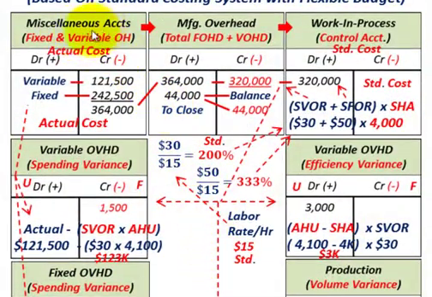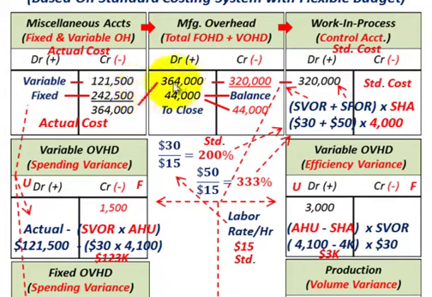Okay, so now let's do our calculations. We start with our miscellaneous accounts, where we've accumulated our fixed and variable overheads at their actual cost. For our variable cost, we have $121,500 accumulated at the actual cost, and our fixed portion is $242,500. Again, that's the actual cost for the period. Let's go through this example on a monthly basis, or whatever period we're looking at.